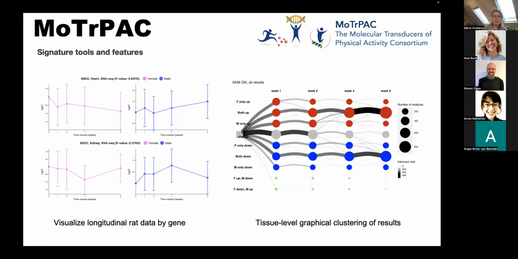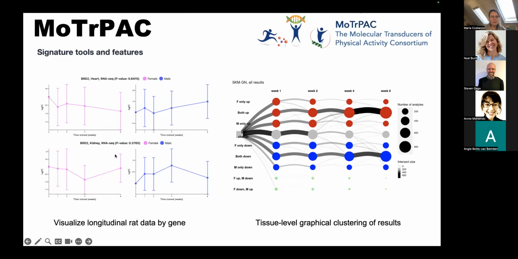They have some tools where you can analyze these data. There's one where you can pick different data types. These are just two of them, and look at the data over time by gene for one particular gene. So here's a couple of things for one gene in different tissues. This is expression levels in two different tissues.